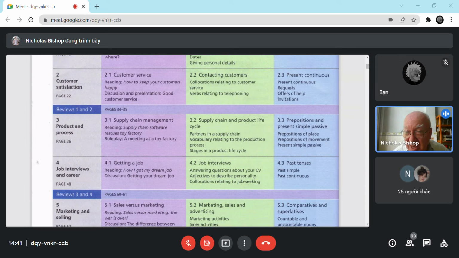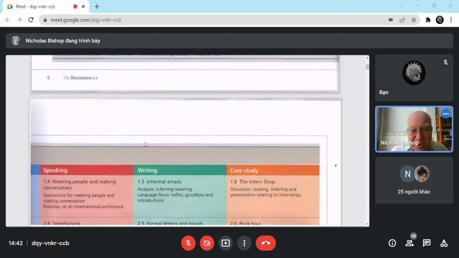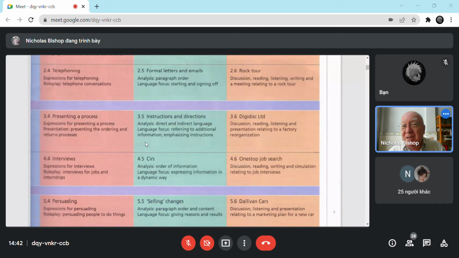Number four is a good one, getting a job. As I said, doing an interview, that's a skill that you need to have, because if you're anything like me, you'll have at least 30 jobs in your life. You need to know how to find a job, how to apply, how to present yourself, how to answer questions in an interview. Number four is a good topic. And I've forgotten what case studies they do for that. Okay. So number three is some kind of presentation, yeah, relating to factory organization.